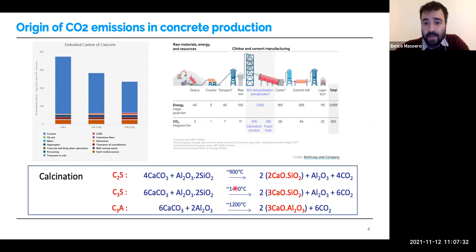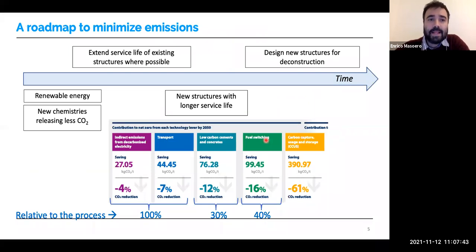Of course, to get to these high temperatures, you need to use fuels, and fuels also contribute to a large part of CO2 emissions. So these are the two big sources of emissions. So how can we cut down emissions looking ahead in time? Well, the things that we can do immediately is try to switch to different fuels so that they are renewable energy potentially, or biofuels, lower CO2, and also changing the chemistry of the cement in such a way that this calcination process is not so CO2 intensive.